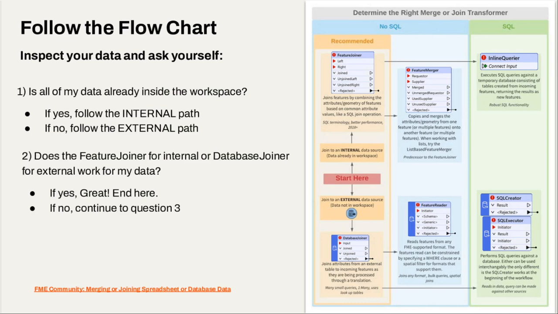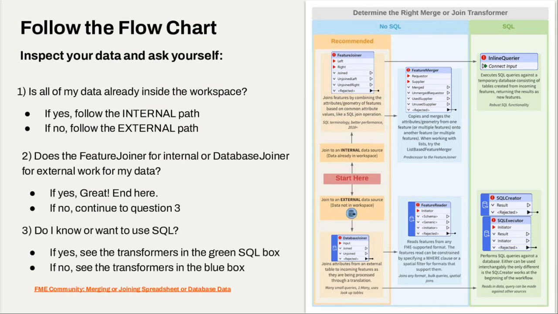Your next question might be to ask if the feature joiner or the database joiner work for your data. If yes, then you're great to go from there. Alternatives you can use are the feature merger or the feature reader, depending on what you need. And then finally, in that green column, you can ask yourself, do I want to use SQL? If you do, then you might have choices like the inline querier or the SQL creator or executor.